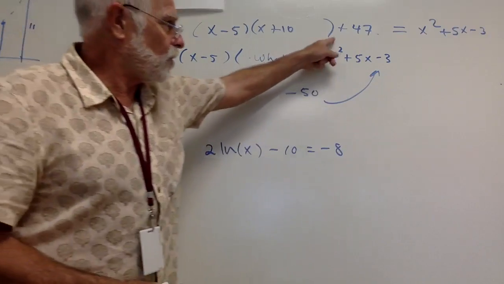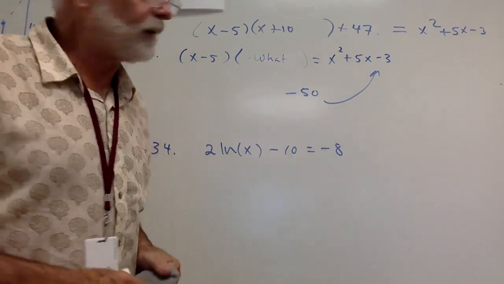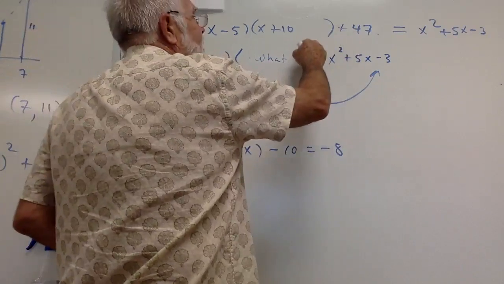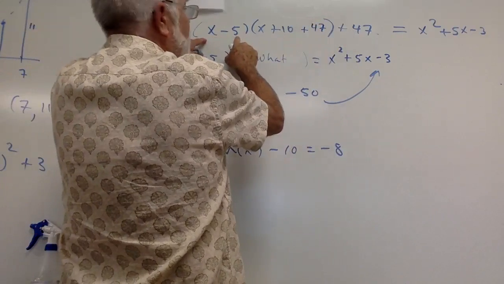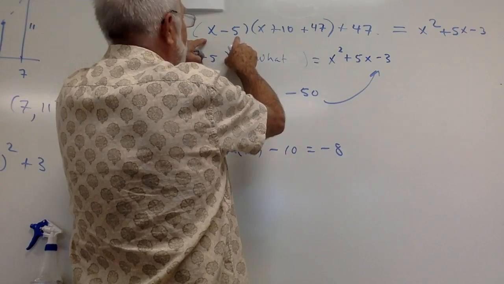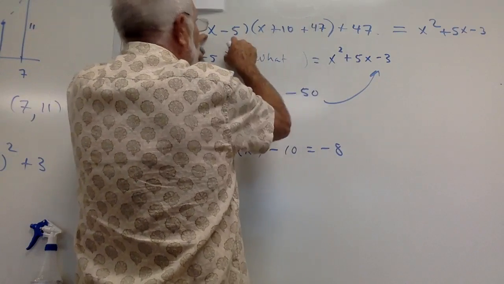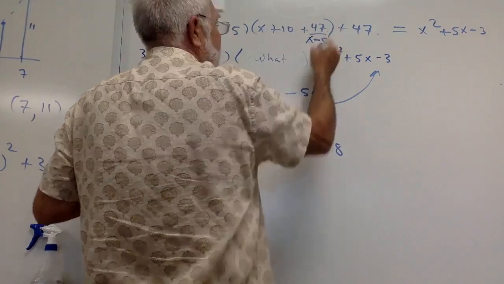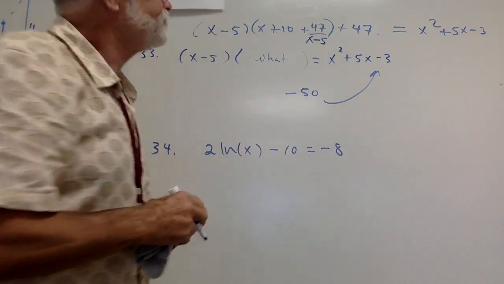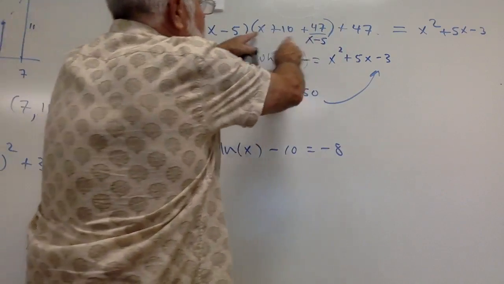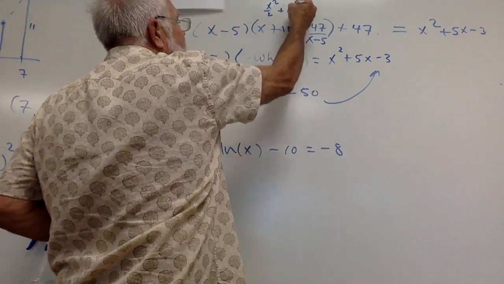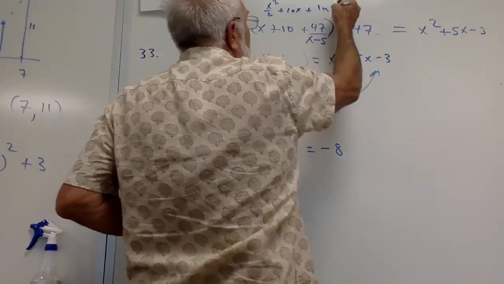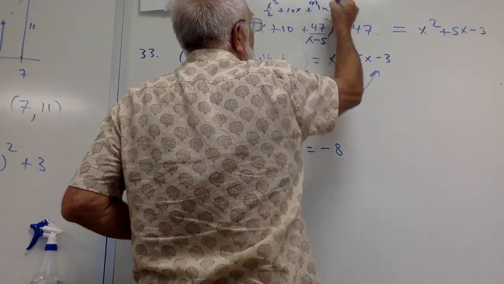Now, I generally don't write that way. I generally put it inside. And if I put it inside, when I multiply this, I don't want all that, right? I only want this number. So if I multiply that and then divide it by that, I've got that number. And that's the way. And if I integrated that, I'd get x squared over 2 plus 10x plus the ln, 47 times the ln of x minus 5.